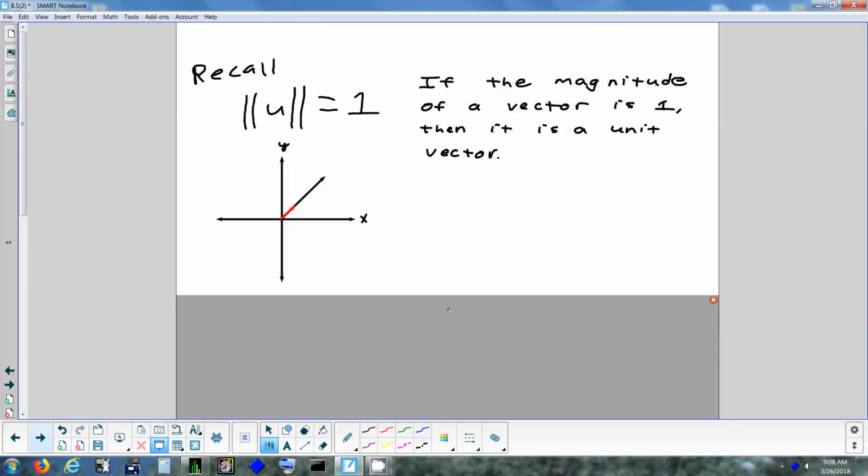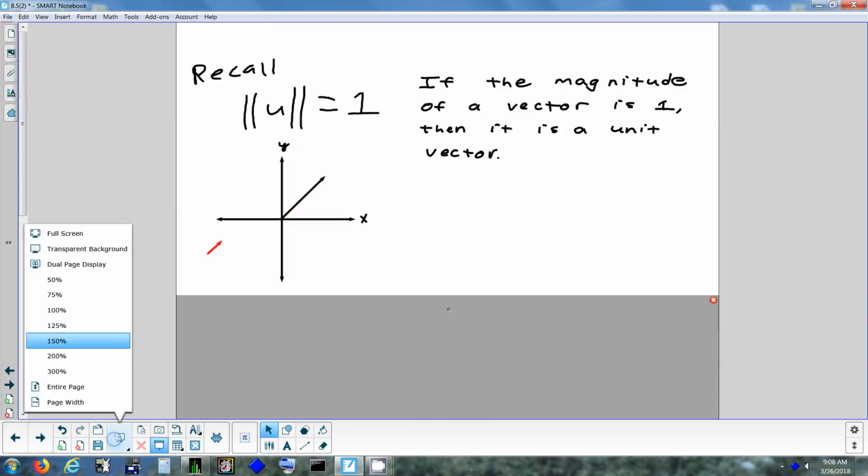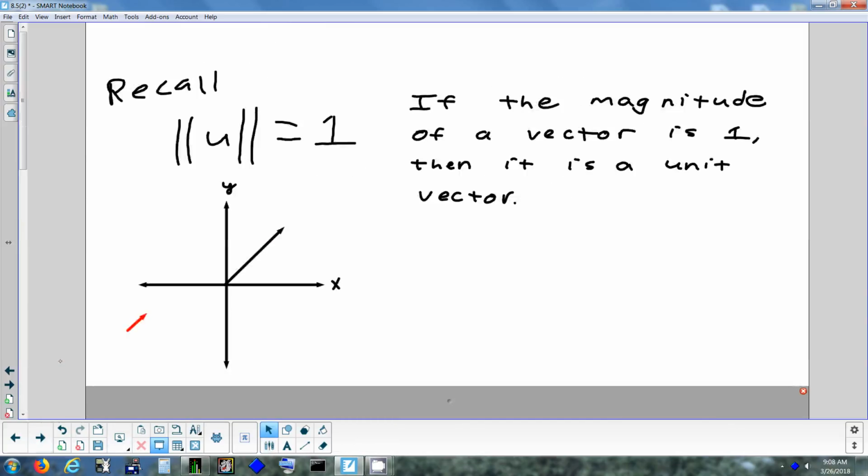Okay, so remember that a unit vector is just a vector with a magnitude of 1. You probably already have that in your notes. What we're going to look at now is that sometimes we're going to be given a vector that's not a unit vector, and we want to make it a unit vector, like that vector in black.